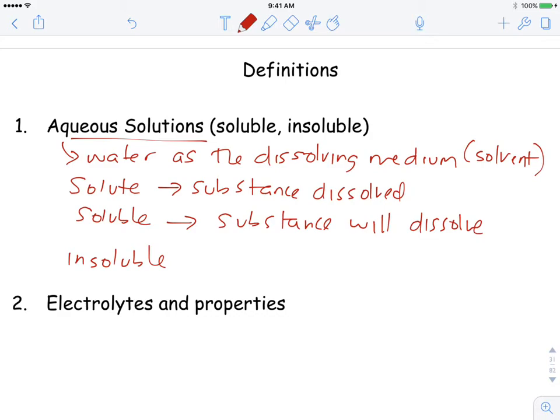So this could include all types of substances. We could have salts like NaCl. We could have something like sugar, C6H12O6, although that's really temperature dependent.